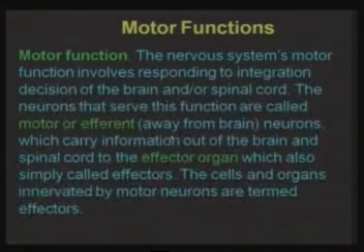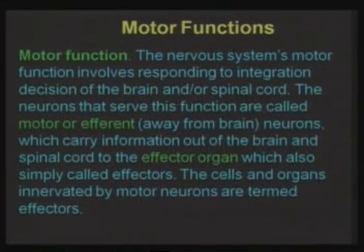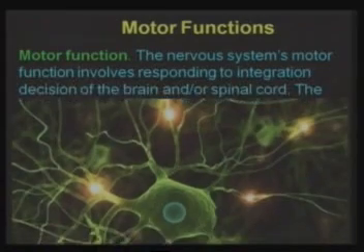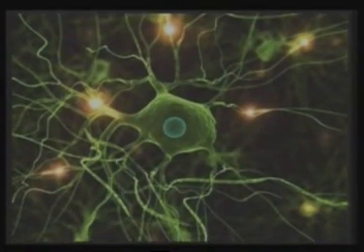The motor functions. Motor functions are the reactions to the external stimuli. The nervous system's motor function involves responding to whatever the brain or the spinal cord has analyzed. The neurons that serve these functions are called motor or efferent. Efferent means the information that is going away from the brain, and this carries information out of the brain and the spinal cord to the effector organ. This effector organ can be a gland, heart, or any muscle. This is a typical picture of a motor neuron.